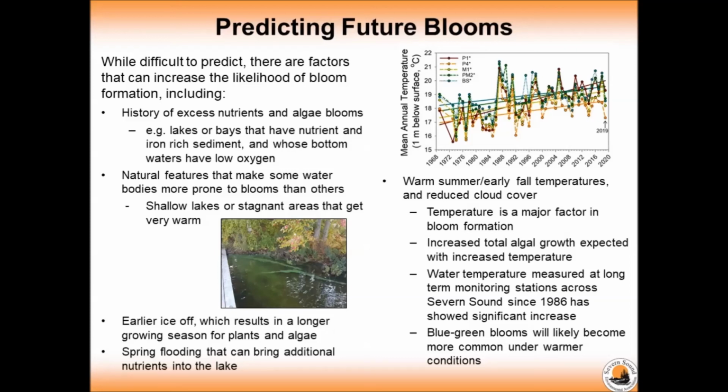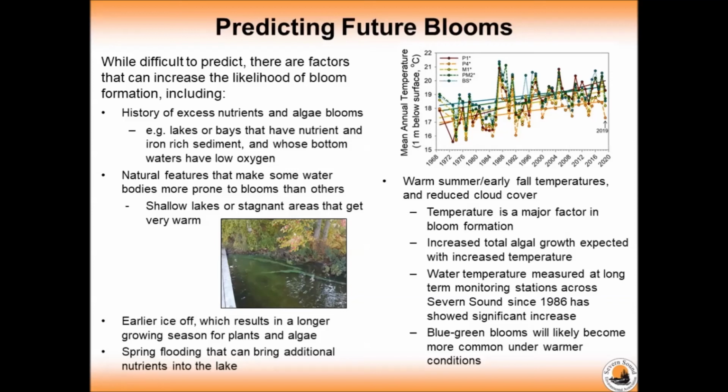Earlier ice off, which can basically just result in a longer growing season for both plants and algae, can be a contributing factor, as well as spring flooding, which just brings a lot of additional nutrients into the lake. And then warm summer and also early fall temperatures is quite key. Reduced cloud cover as well. You think more sunlight is going to lead to more plant and algae growth. So temperature really is quite a key factor in bloom formation.